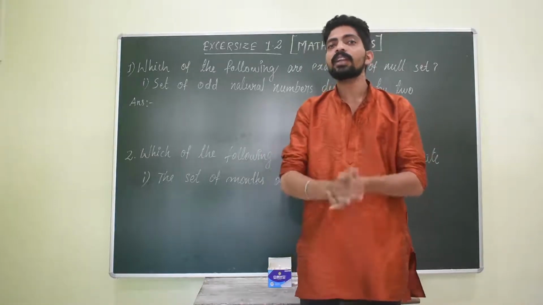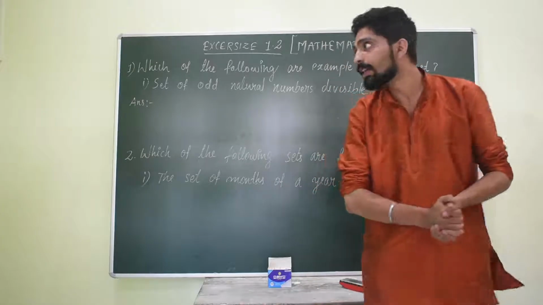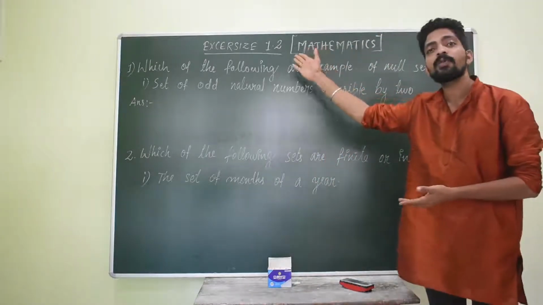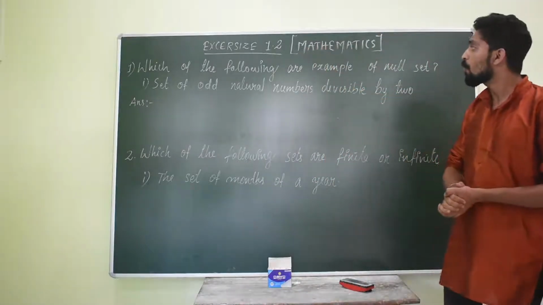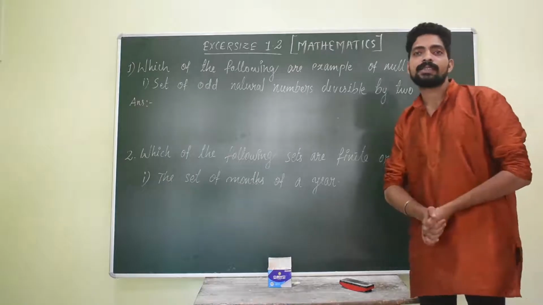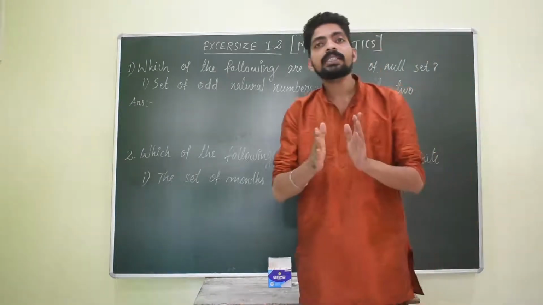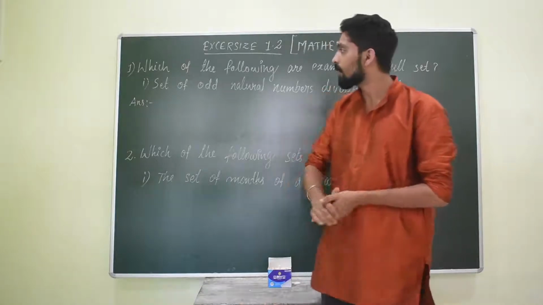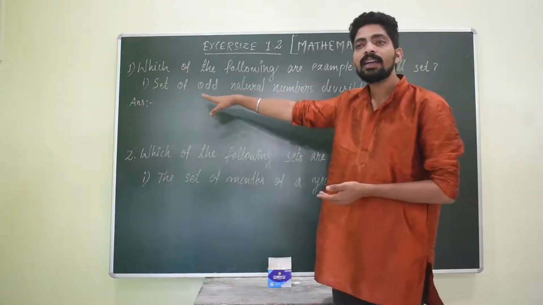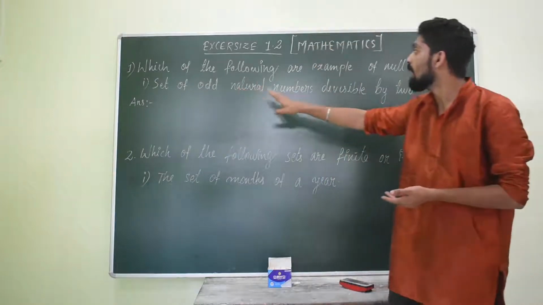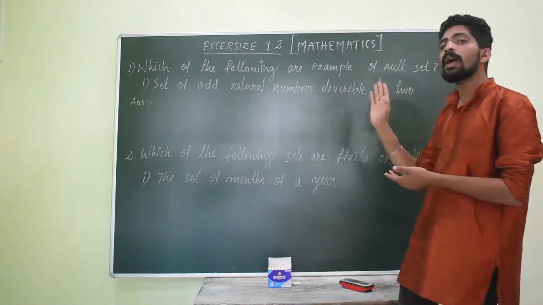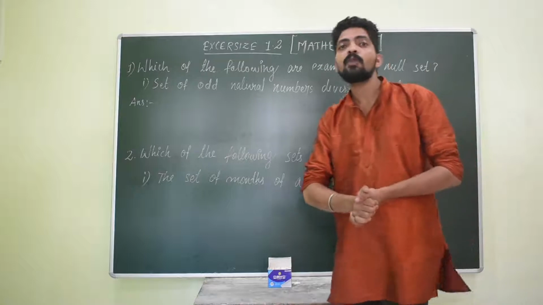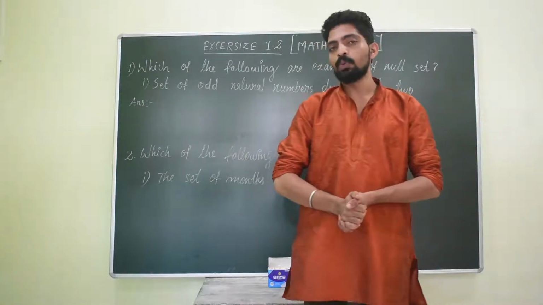The questions are already written here. You can look here, the first thing, exercise 1.2, the first question. Which of the following are examples of null sets? Just check it here. The first one is the set of odd natural numbers divisible by 2, right?